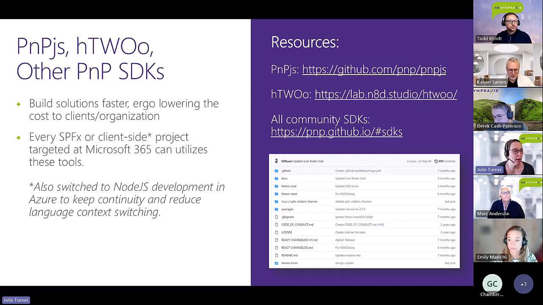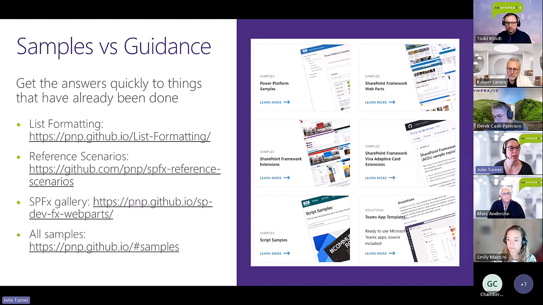All righty, let's move on to samples and guidance. So this is an area where the PnP team, and so that right at the bottom, the all samples link has a link to all the samples available. But essentially, there's some ones we want to highlight as a team.